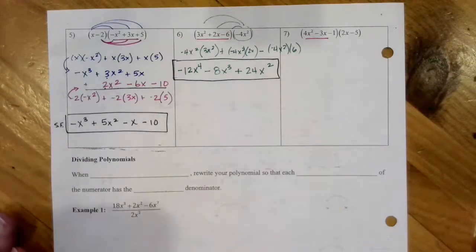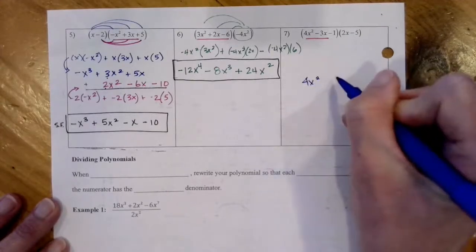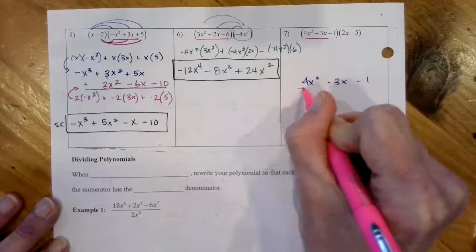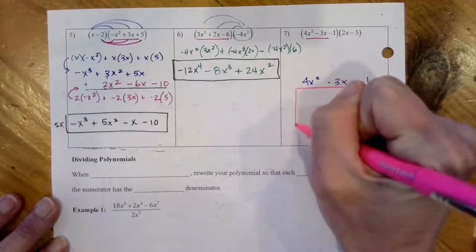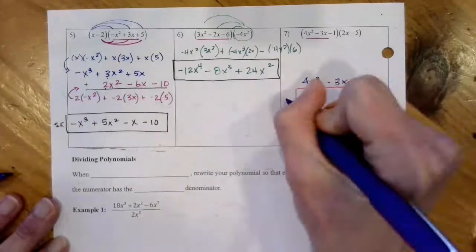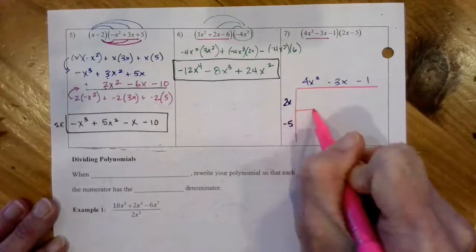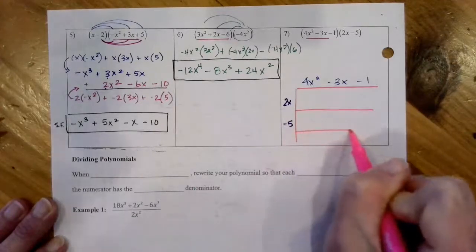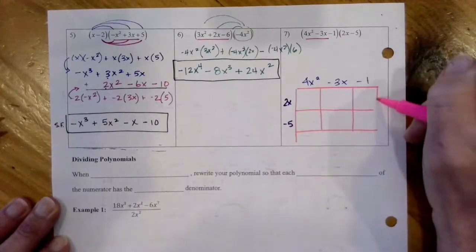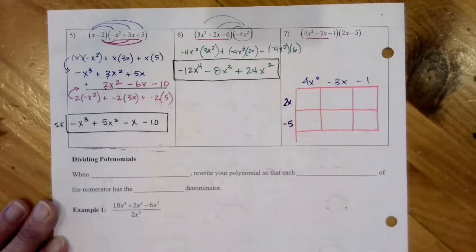Alright, we'll continue on. Maybe you want to try the box method. Maybe you say 4x squared minus 3x minus 1 across the top of your box. And then on the side of your box, maybe you want to put 2x and negative 5. What's important to know is that instead of having 4 boxes, check out how many you have now. Yep, 6 boxes, because there's 3 terms in this one.